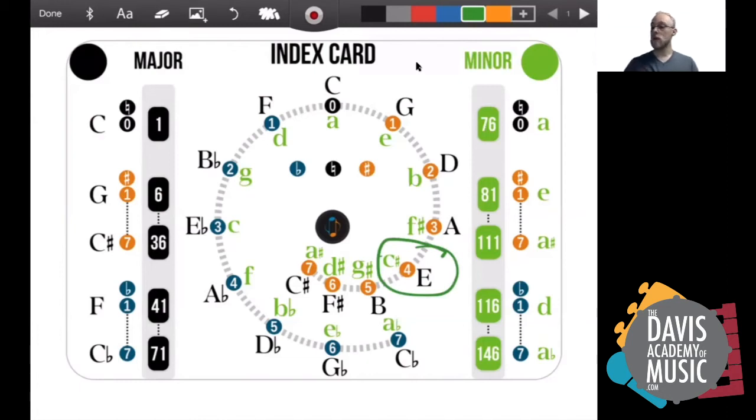Or you could say, which key has 3 flats? Well, you look around the circle of fifths and say, okay, this is the flat side, so it's either going to be E flat major or C minor. And that's just a quick way to reference if you have a key signature in a piece and you see it has 5 sharps or 3 flats, you can quickly see which scale is going to be used.